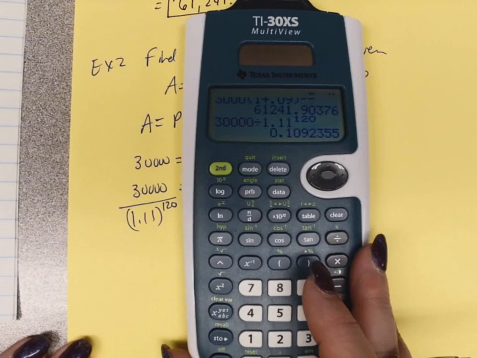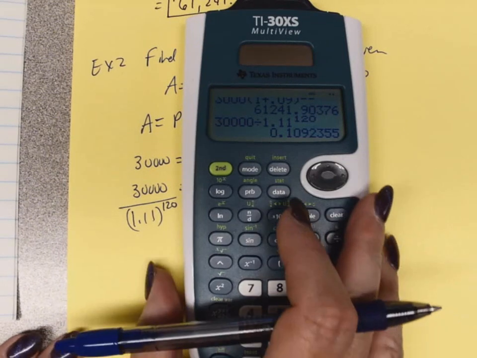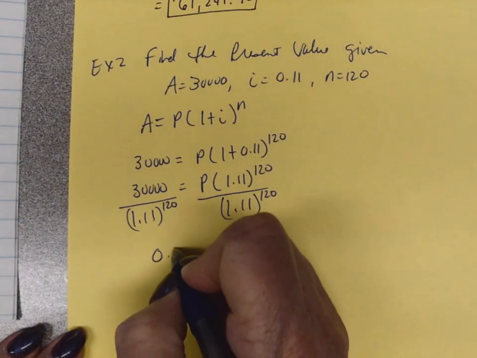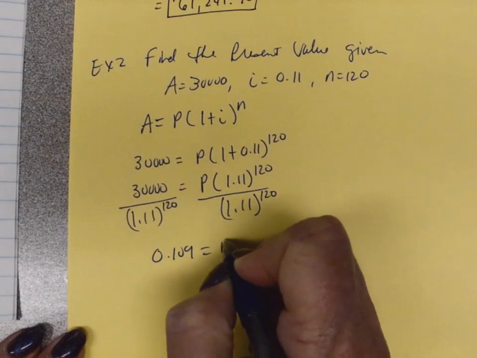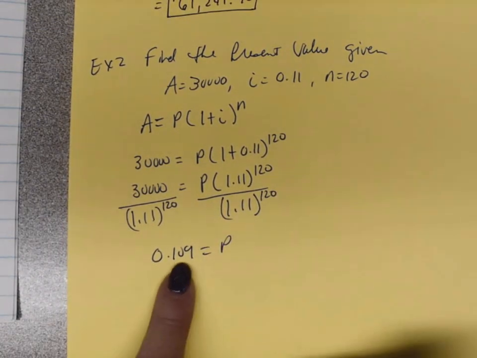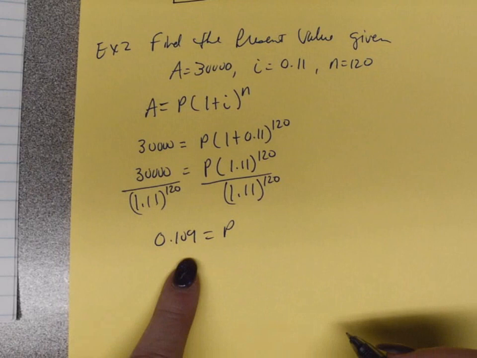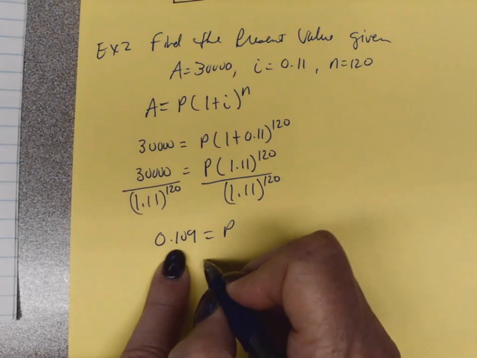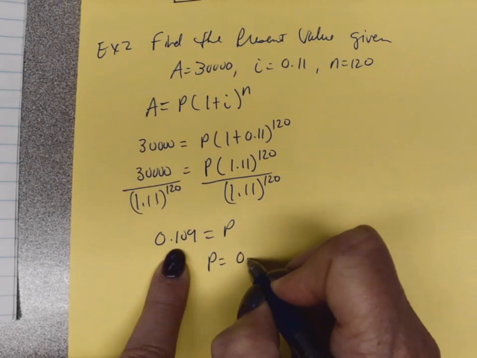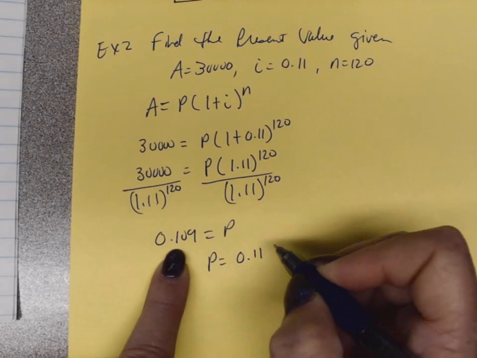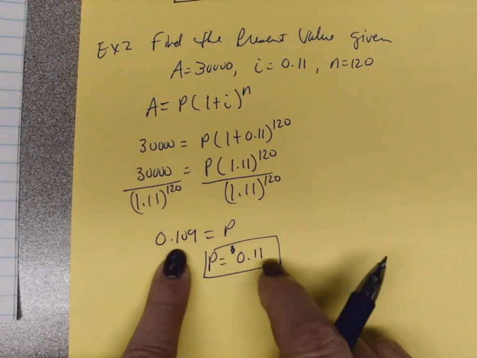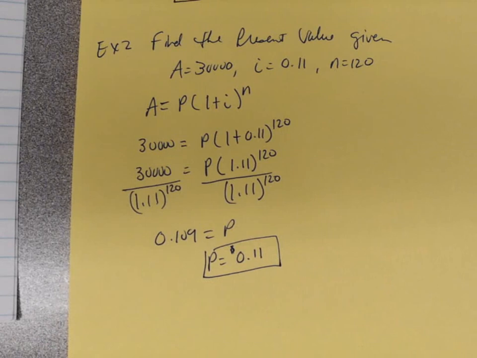You'll get 0.109. So 0.109 equals P. Well, you're like, that looks like an interest rate. It is not an interest rate. That is how much they put in the account. So our P is equal to 0.11, and that would be 11 cents. We're going to go to 2 decimal places because we're talking about money. So they put 11 cents in.